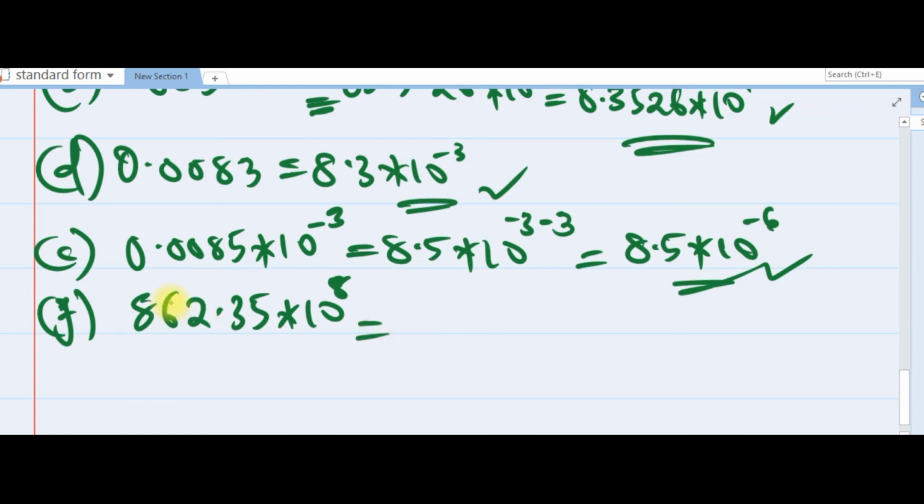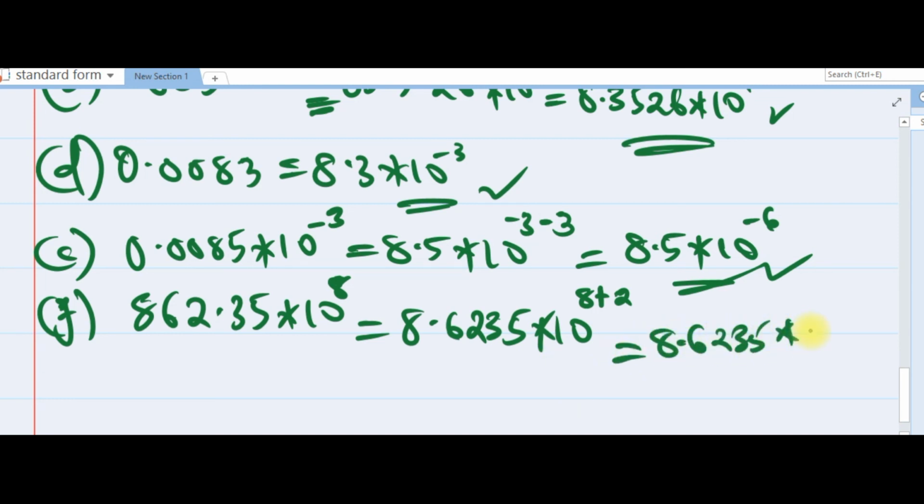Again here, we move to the back, 1, 2. So 8.6235 times 10 raised to power, the original 8. Remember, we moved 2 times back, so we add 2. I told you, if you move to the back, you add; if you move to the front, you subtract. So this is 8.6235 times 10 raised to power 10. So that's it. Thank you.